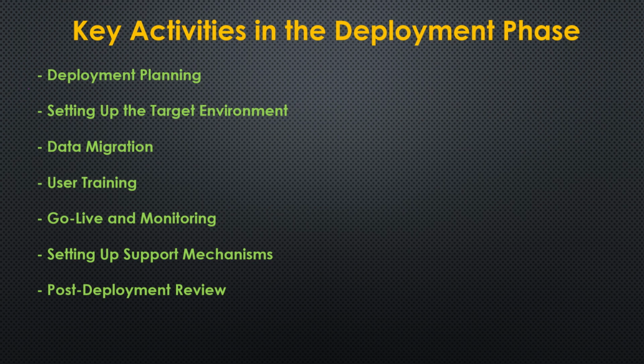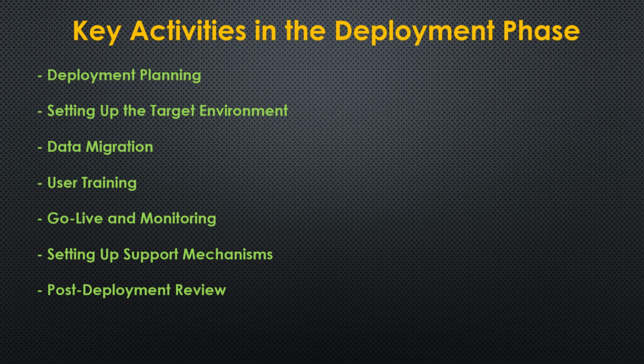User training is essential to help users understand and adapt to the new software. This can be done through workshops, user manuals, or online tutorials, aiming to reduce the learning curve. The software is then launched in the go-live stage, where it becomes available to users. Continuous monitoring begins immediately, focusing on performance metrics, error logging, and collecting user feedback to address any emerging issues.